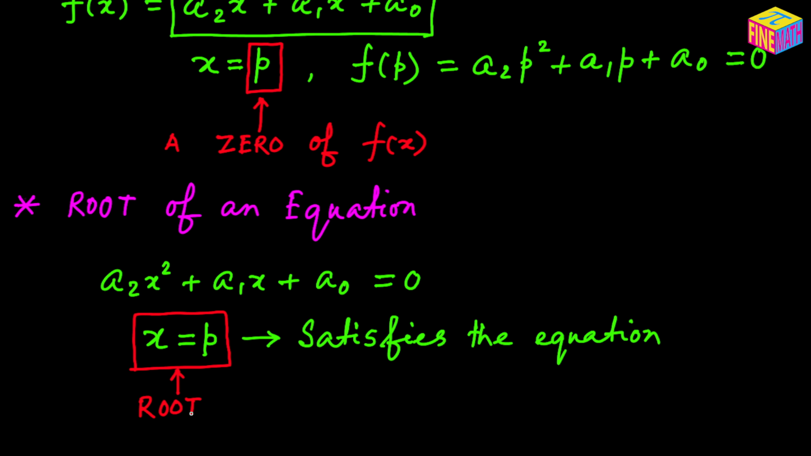There may be more than one root depending on the highest power of x. If it is a quadratic equation, there will be 2 roots. If it is a linear equation, there will be 1 root. If it is a cubic equation, there will be 3 roots. So the number of roots depends on the highest degree of x in a polynomial. In this case, because it's a quadratic polynomial, the highest power of x is 2, so there will be 2 roots. If x equals p satisfies the equation, this is one of the roots of this equation.